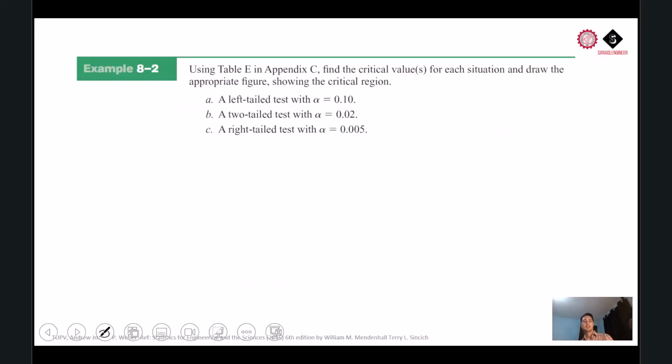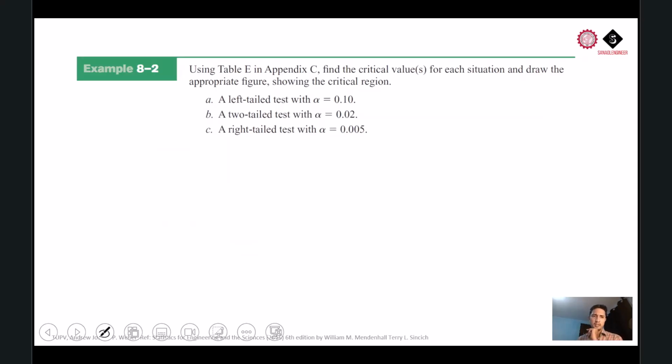So let's do some examples. This is not yet a word problem, but learning how to use the table. Although in this example, it was suggested that you use Table E in Appendix C. The instruction is to find the critical values for each situation and draw the appropriate figure showing the critical region.